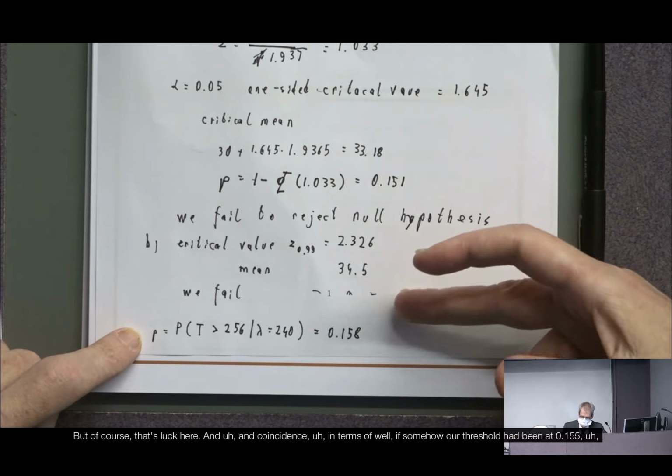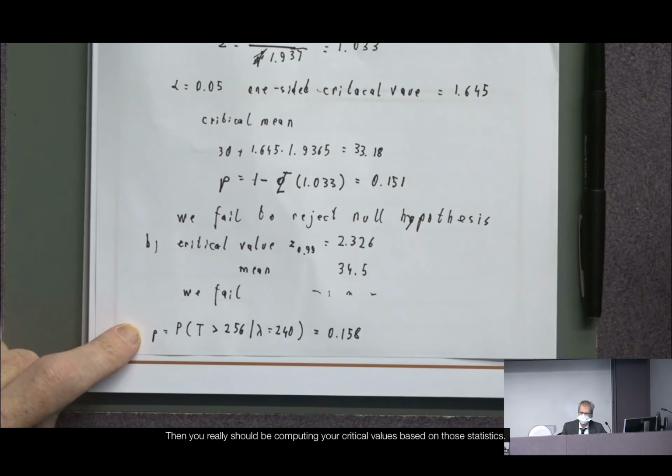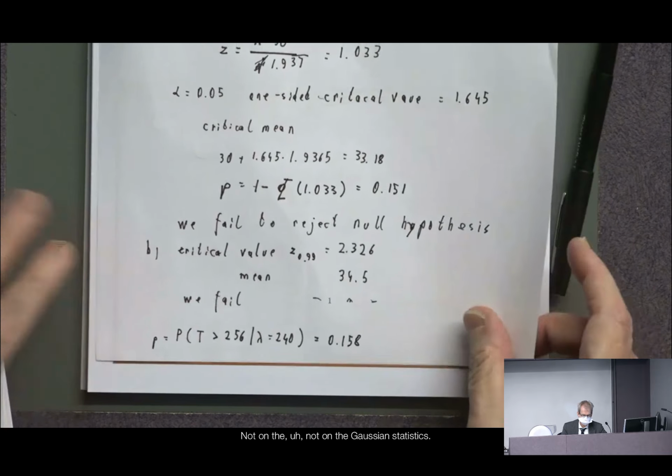If somehow our threshold, our alpha, had been at 0.155, then we would have come to opposite conclusions in the two cases. So you've got to be very careful. When you have knowledge about the statistics of something, you really should be computing your critical values based on those statistics, not on the Gaussian statistics.